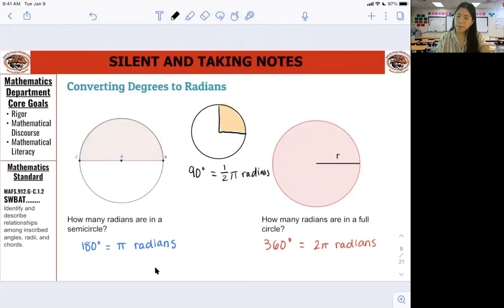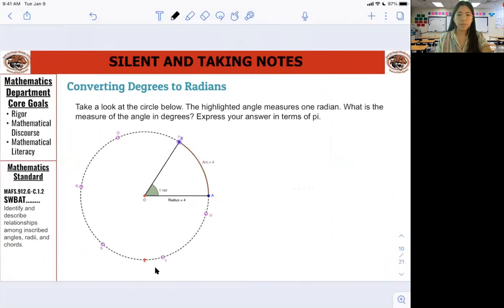So what's going to happen is we can convert from one to the other. We kind of did it on this page, but these numbers are pretty easy, right? 360 is just a full circle, 180, 90. But what if I have different numbers like 22 degrees or 13 degrees, numbers that are not as easy to work with? Well, let's think about it for a moment. Take a look at the circle below. The highlighted angle measures 1 radian. What is the measure of the angle in degrees? Express your answer in terms of pi.